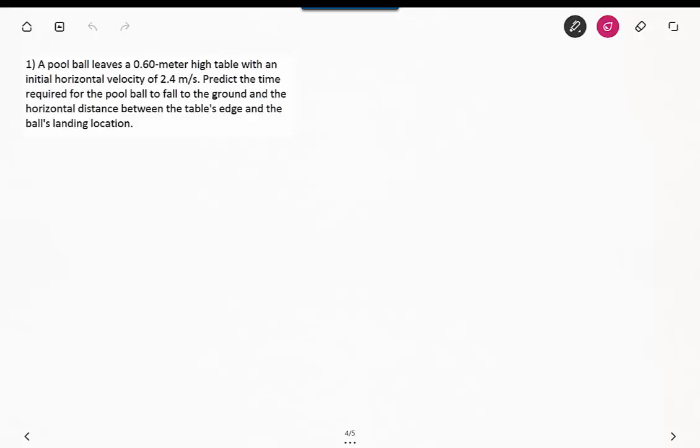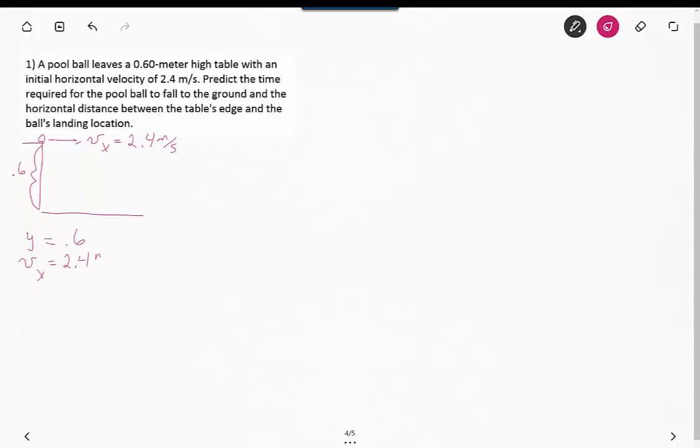When you're solving projectile motion problems, the most important thing to do is to draw a picture right away. Okay, so here's my table. Here's the ground. I know that this here is 0.6 meters. I also know that the initial horizontal velocity is 2.4 meters per second. So y is equal to 0.6. Vx is equal to 2.4 meters per second.